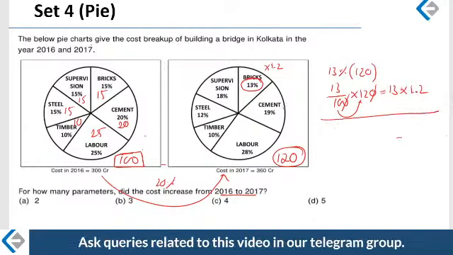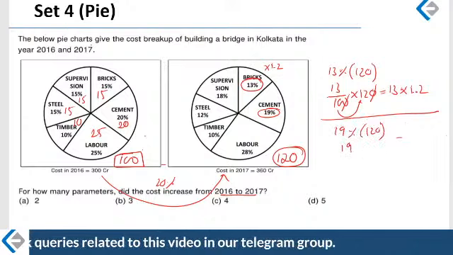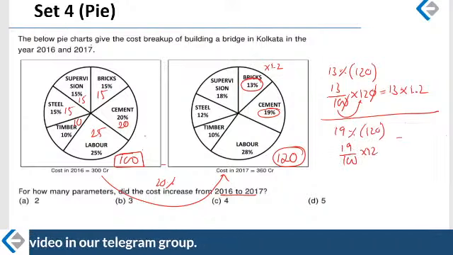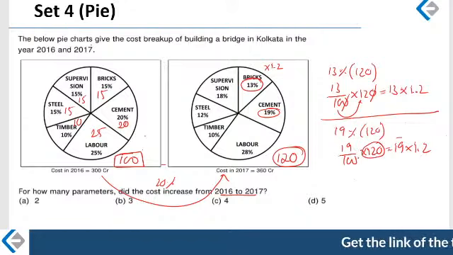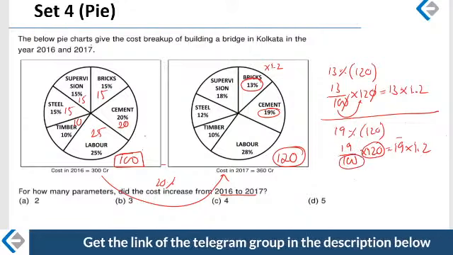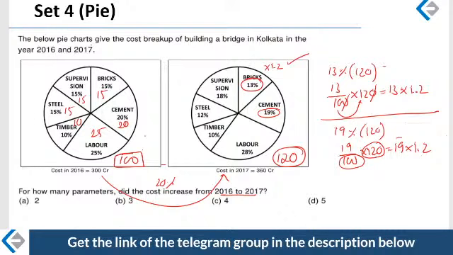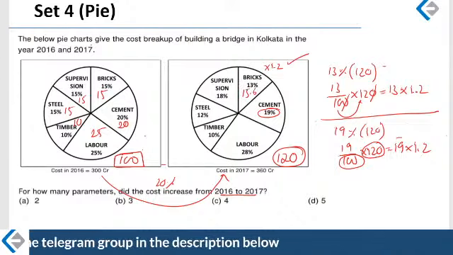Take cement. Let me explain once again. Cement is 19% of 120. Nothing but 19 by 100 into 120. I can write this as 19 into 1.2. I can do this calculation: 120 by 100 is 1.2. The 12 table we know comfortably, therefore I can write the numbers with ease. What I'll be writing here is 15.6, that's the number for bricks.